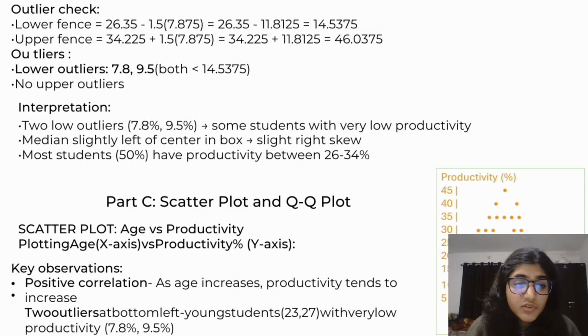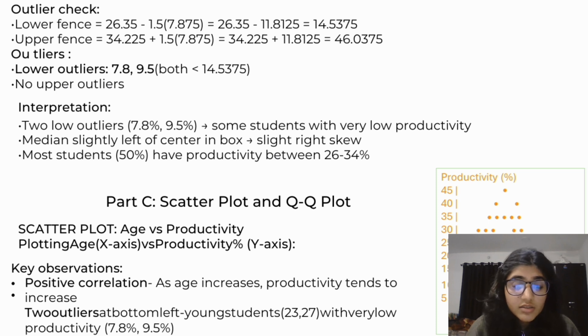Now the interpretation for this is two low outliers, that is 7.8 percentage and 9.5 percentage. There is some students with very low productivity, and second interpretation is median slightly left to center in box, slight right skew. Third is most students, that is 50%, have productivity between 26 to 34 percentage.